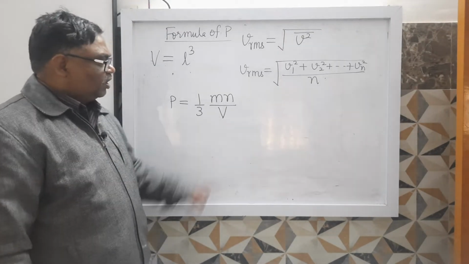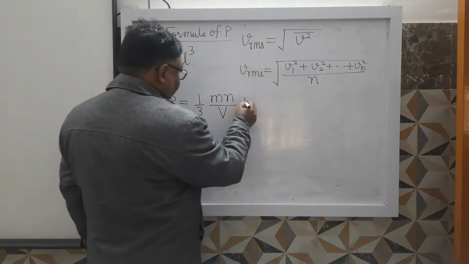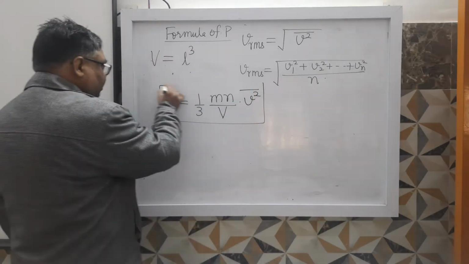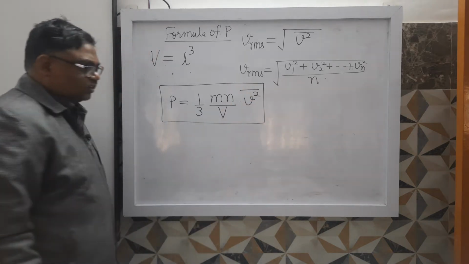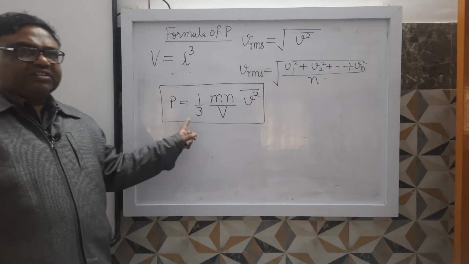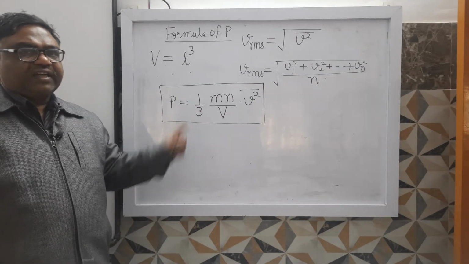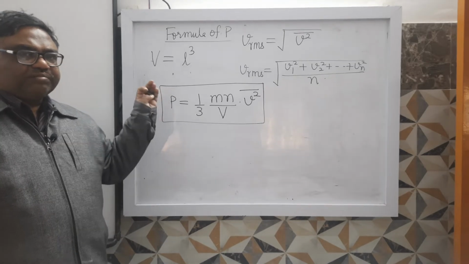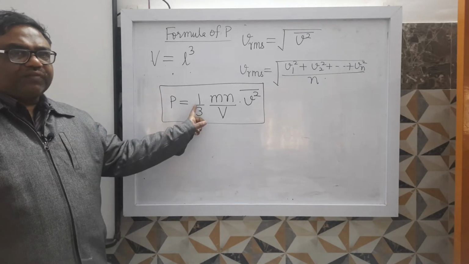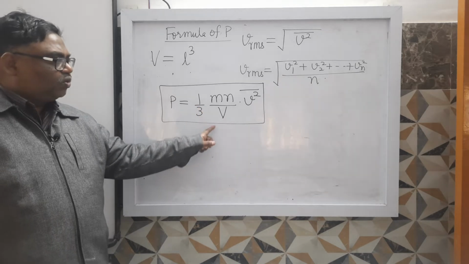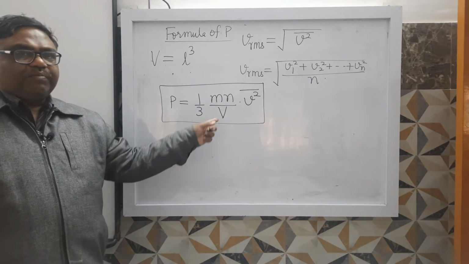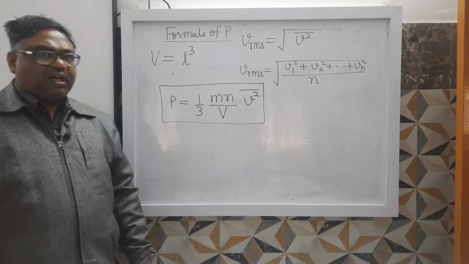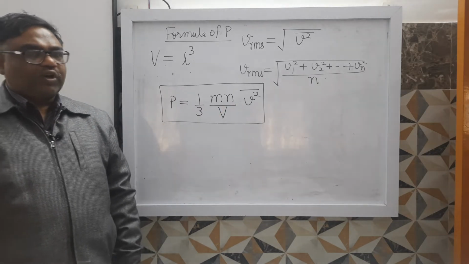I am writing V into V square bar. This is the formula of the pressure exerted by an ideal gas, derived on the basis of the kinetic theory of gases. We will not do its derivation. I am just explaining what is m, mass of each molecule, n, number of molecules, V, volume available for the movement of the molecule, and V square bar is the root mean square velocity.